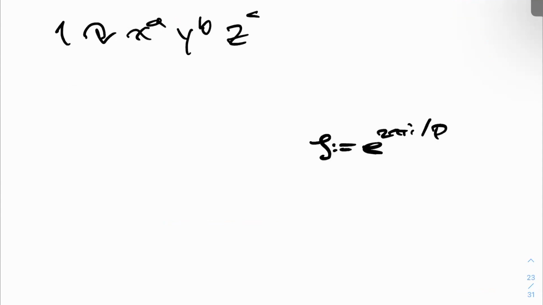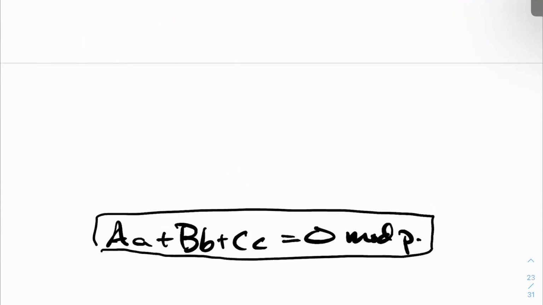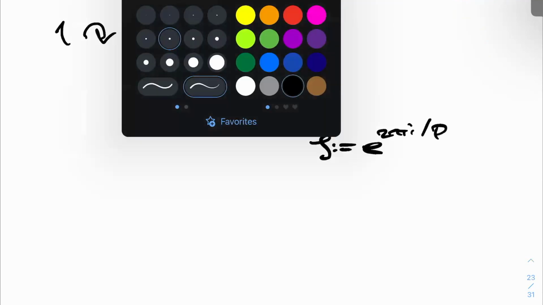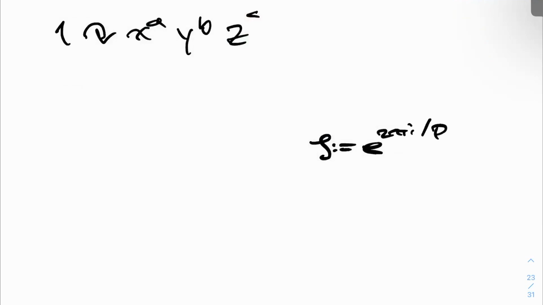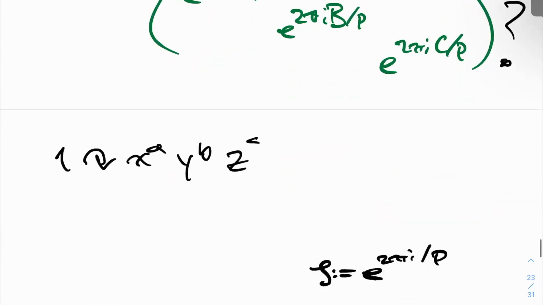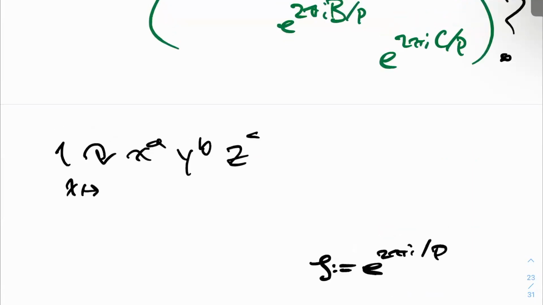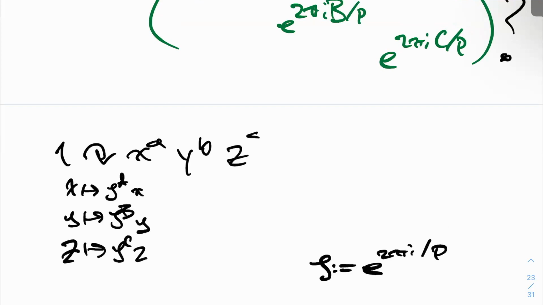So the group acts. Oh, I was maybe going to write this out, just for satisfaction. So the group acts: one sends X to zeta to the a times X, Y to zeta to the b times Y, and Z to zeta to the c times Z.